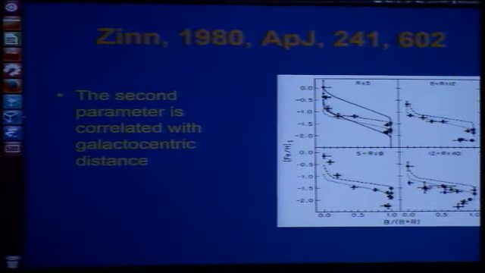The first important progress to understand what's going on was the acknowledgement that the second parameter is correlated with galactocentric distance. This was done by Zinn in 1980, who found that the outer halo clusters tend to have a redder horizontal branch than the inner halo ones. And this was interpreted as an effect of age.